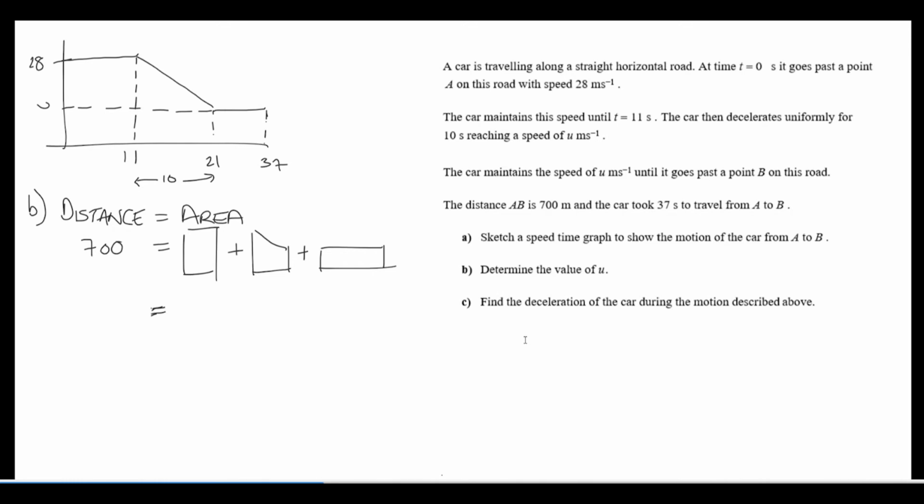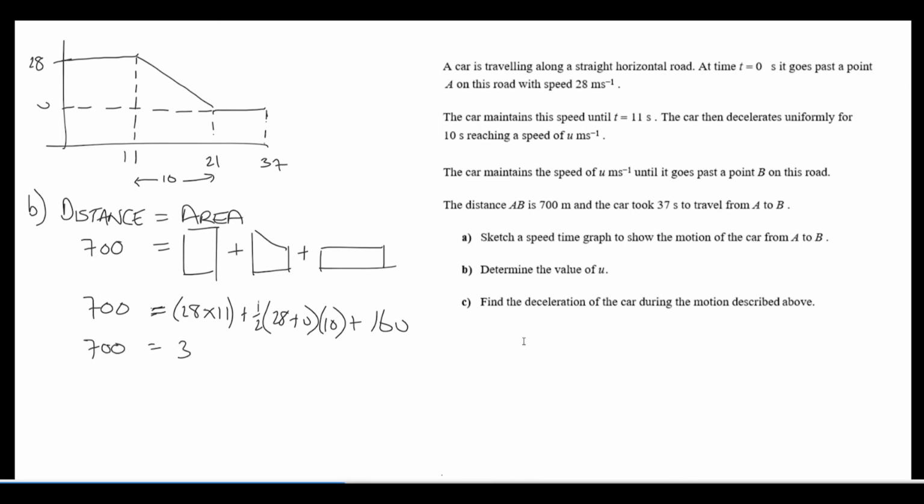So the area of the first rectangle, its height is 28, its width is 11. The trapezium is going to be half the sum of the parallel sides. The parallel sides are going to be the two velocities, 28 and u. So half of 28 plus u multiplied by the perpendicular distance between them, which is going to be 10. And then finally the last rectangle, the width, as we discussed, is 16, while the height is going to be u. So this equation, we just need to simplify, rearrange, and solve.